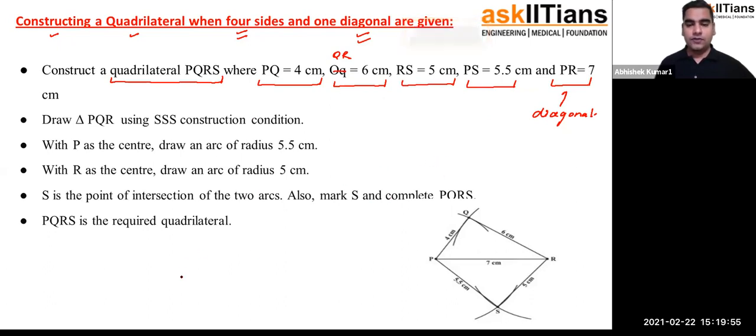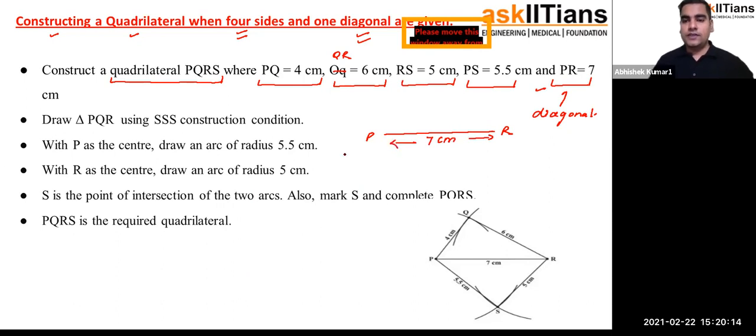First, you should draw this PR. I am drawing here. All right. So please draw this PR. What is the length of PR? The length of PR is equal to 7 centimeter. So first try to draw this PR whose length is equal to 7 centimeter, and let me know when this is done, guys.